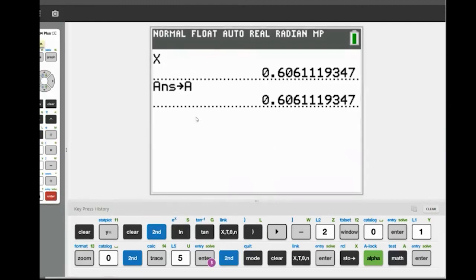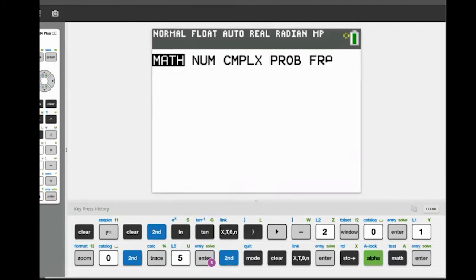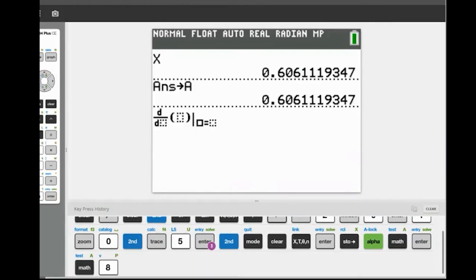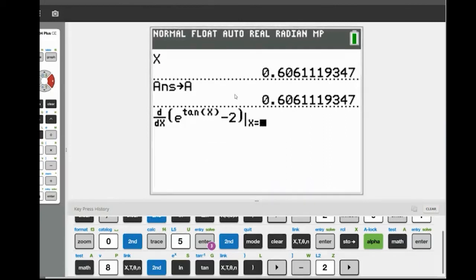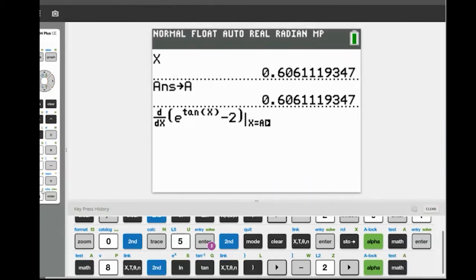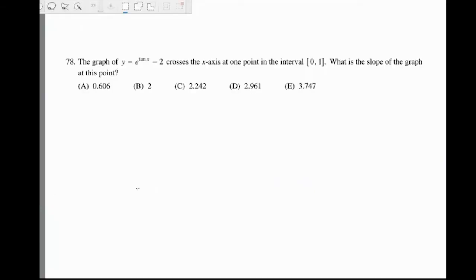All right, now from here, since X is now this A value, you can hit math 8. Okay, we're doing the derivative of that y1. So you could put y1 there technically, but it's not going to take that long to just rewrite it. Okay, and we're doing the derivative at that A value. So if you want, you could type the value in, or you can just hit A here and be cool. And then it gives you the answer of that. Excuse me, if you go back to here, the answer for that one would be D then.